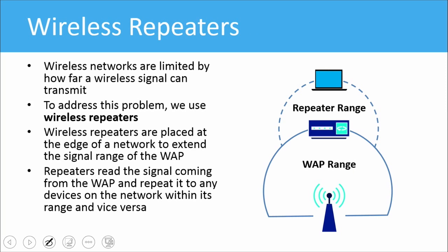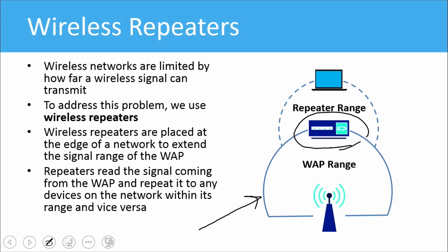Another technology that we haven't talked about is a wireless repeater. Wireless networks are limited in how far a wireless signal can transmit. So if you think about the range of your wireless access point, it only goes so far. You could place a wireless repeater here at the end of a network in order to extend the signal range of a wireless access point.